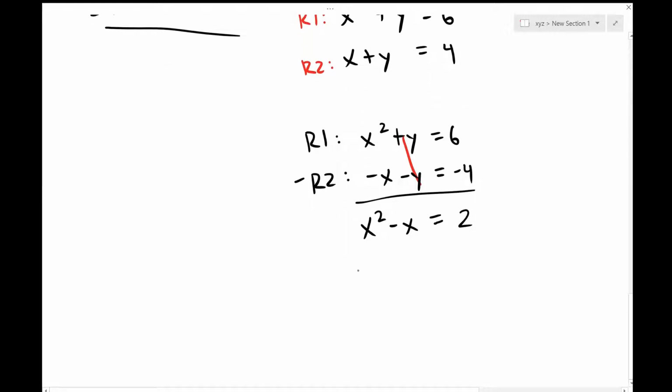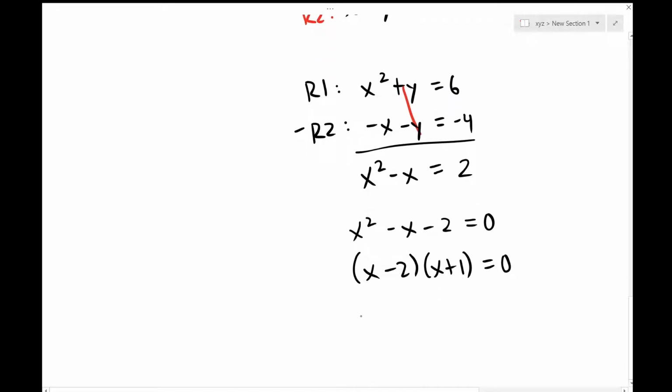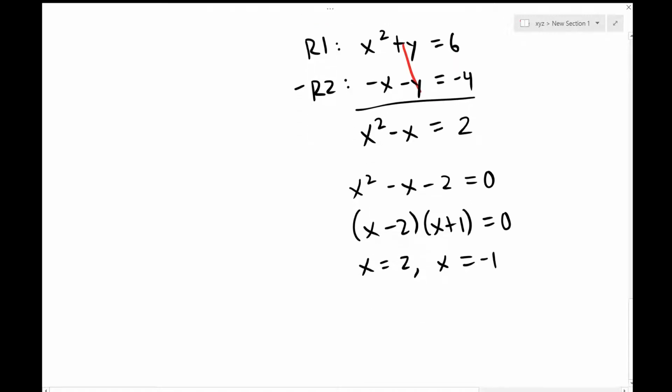But here again, we end up with a polynomial equation. We'll have x squared minus x minus 2 equals 0. And this actually ends up being the exact same thing that we saw before. So we would have x minus 2 times x plus 1 equals 0. So once again, x equals 2, or x equals negative 1. And if you go back and plug those into one of the original equations, just like we had done before, we would get that the corresponding y values would be y equals 2 and y equals 5. So again, we end up with the solutions 2, 2, and negative 1, 5.